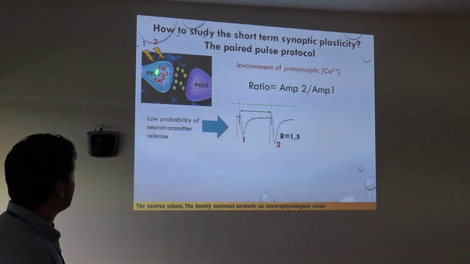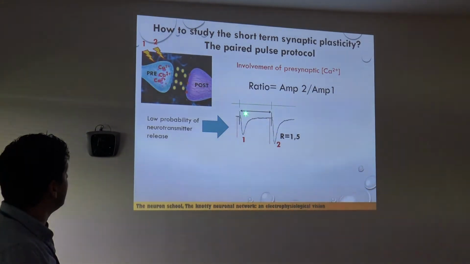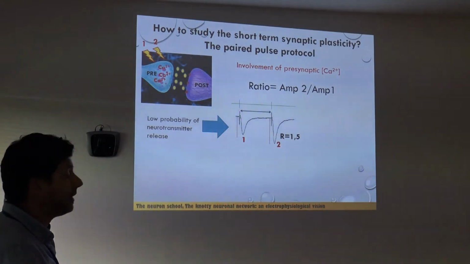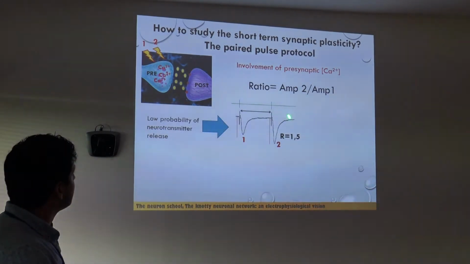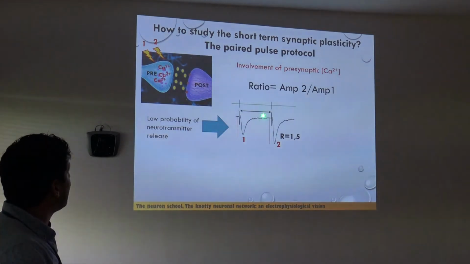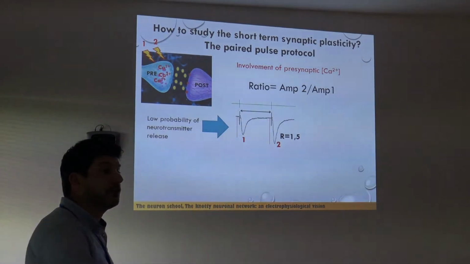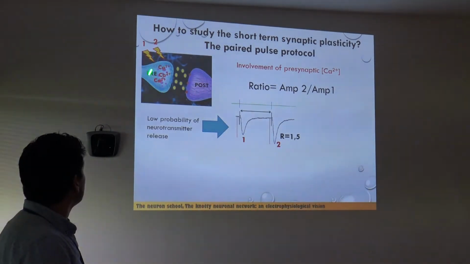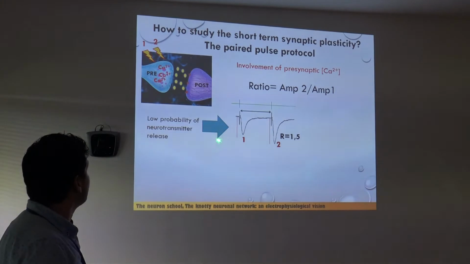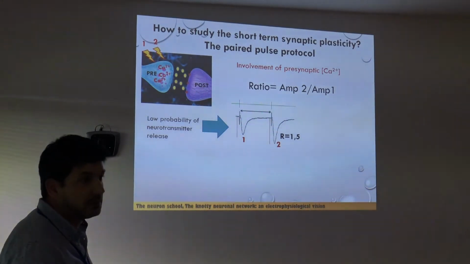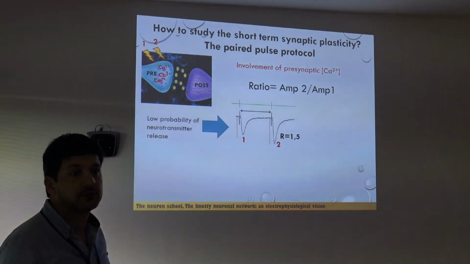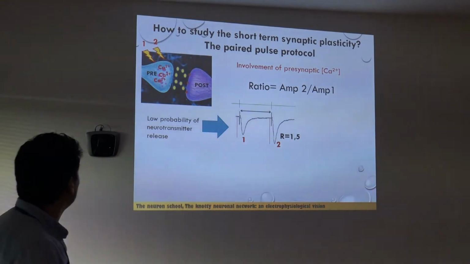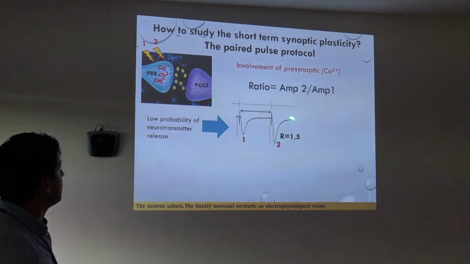It depends on the calcium, because if the time between the two stimulations is really close, during the second stimulation you have the release of calcium inside the cell, but you also have residual calcium arising from the first stimulation. And if you have enough neurotransmitter that could be released, much more neurotransmitter is released during the second response. This is called paired-pulse potentiation.